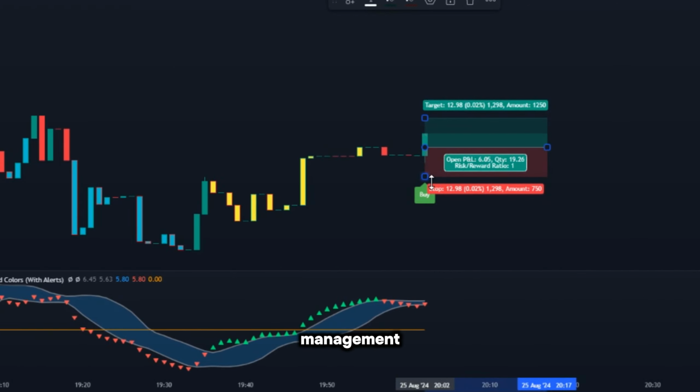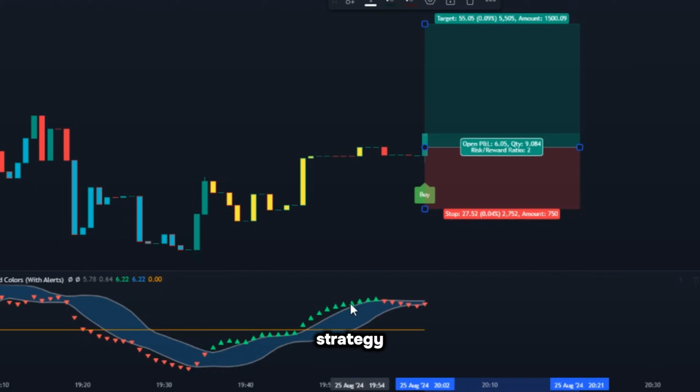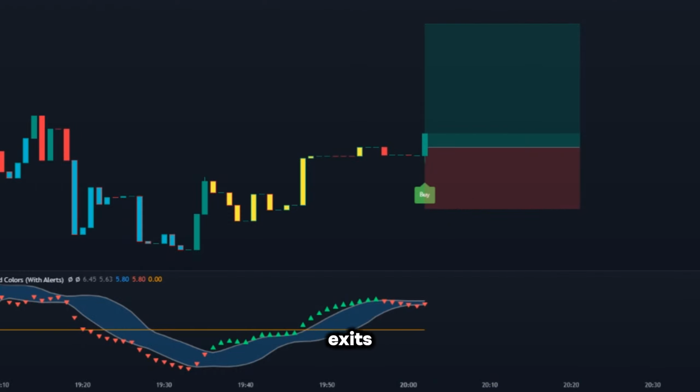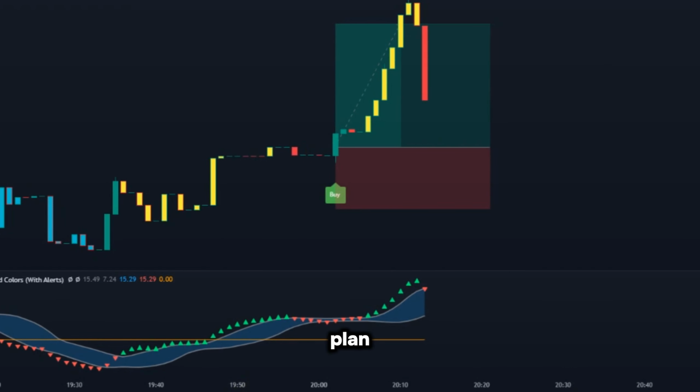Trade management. Set your stop loss at the previous day's low as a safeguard. Target a 1-to-2 risk-to-reward ratio. Keep in mind that this strategy is designed for quick entries and exits. It's crucial to manage your risk carefully and adhere to the plan.